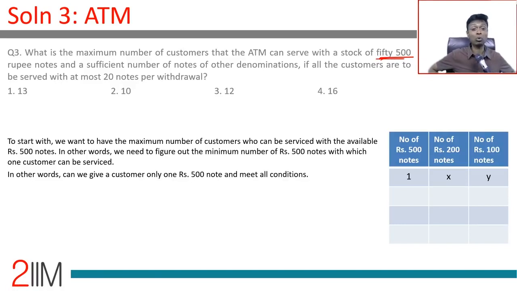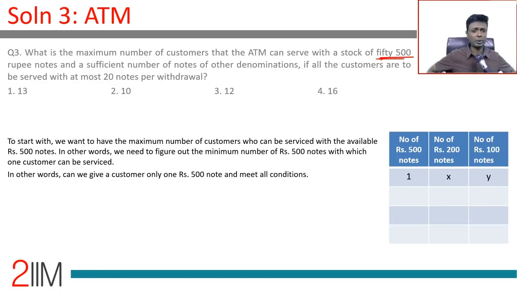You can imagine there are 100 rupee notes and 200 rupee notes available with us. And the 500 rupee notes is the one we're going to run short of. So we have only 50 of those. Now we have got to say at most 20 notes per withdrawal and with as few 500 rupee notes as possible. If we achieve that, then we are brilliant. We are home and dry.